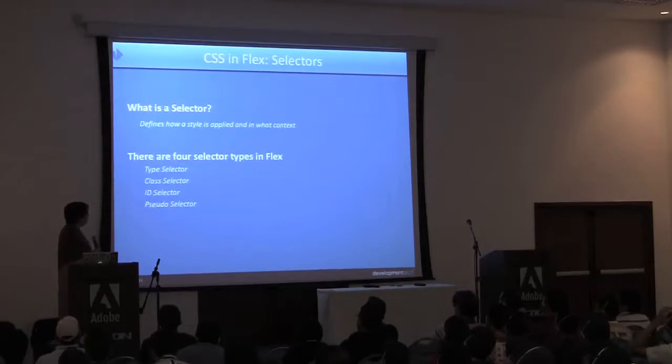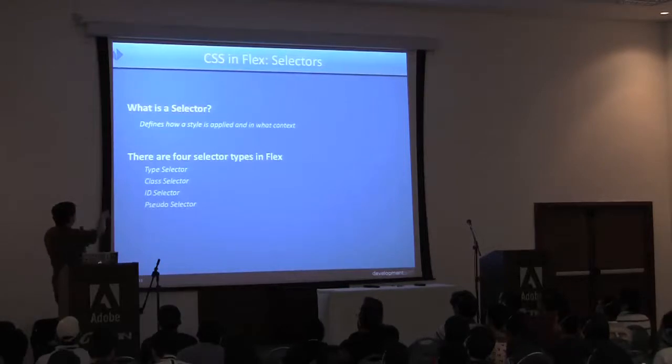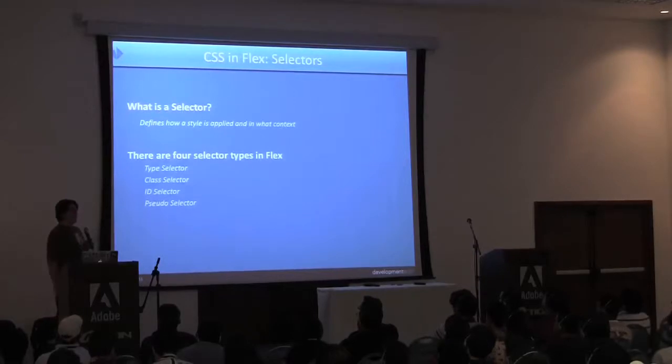We in Flex now support four style syntaxes. Originally, Flex 3 only supported the first two, type and class. And now in Flex 4 we support ID selectors and what we call pseudo selectors. So we're going to look at each of these and talk about when we can use them and how they apply to our applications.